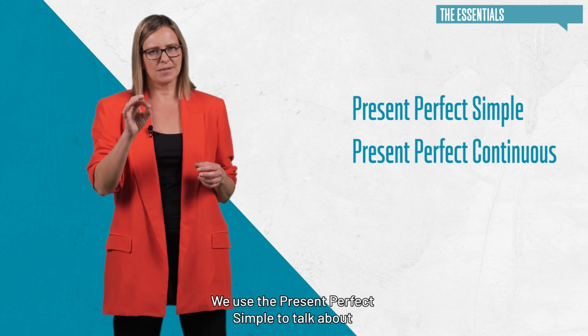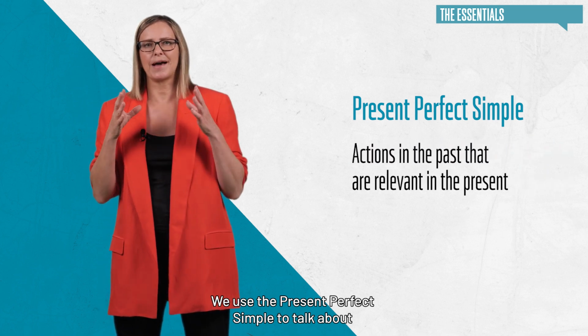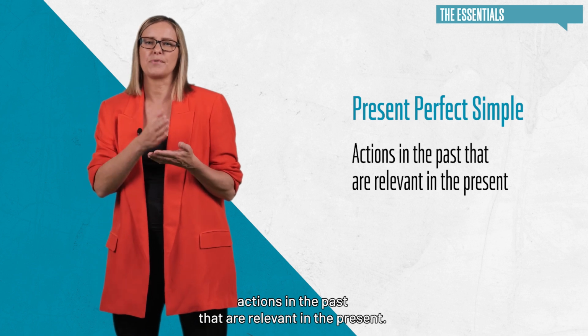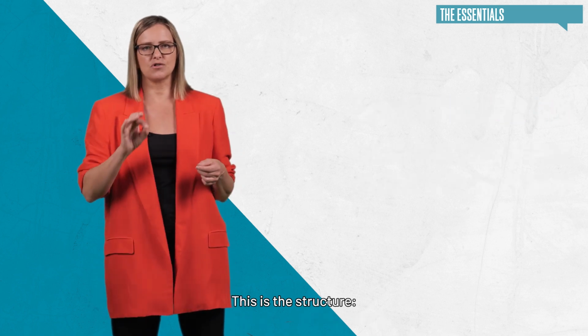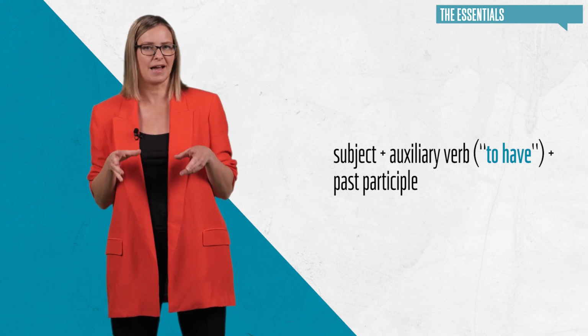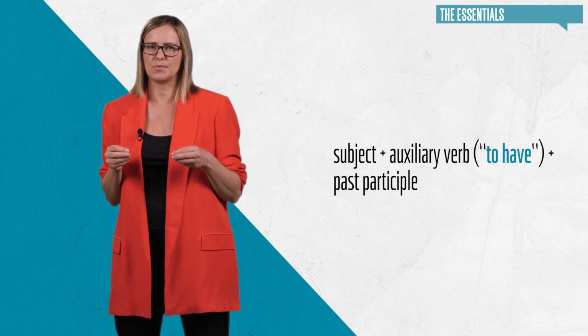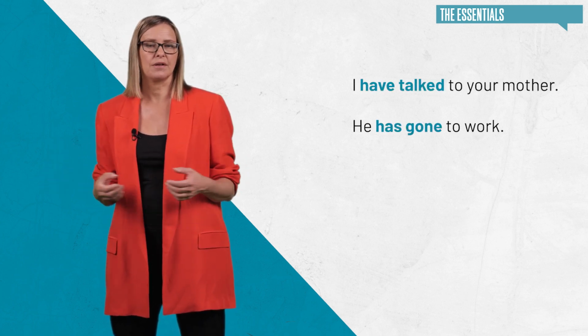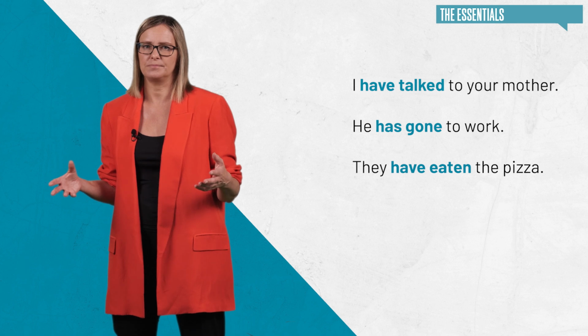We use the present perfect simple to talk about actions in the past that are relevant in the present. This is the structure: subject plus auxiliary verb to have plus past participle. For example, I have talked to your mother. He has gone to work. They have eaten the pizza.